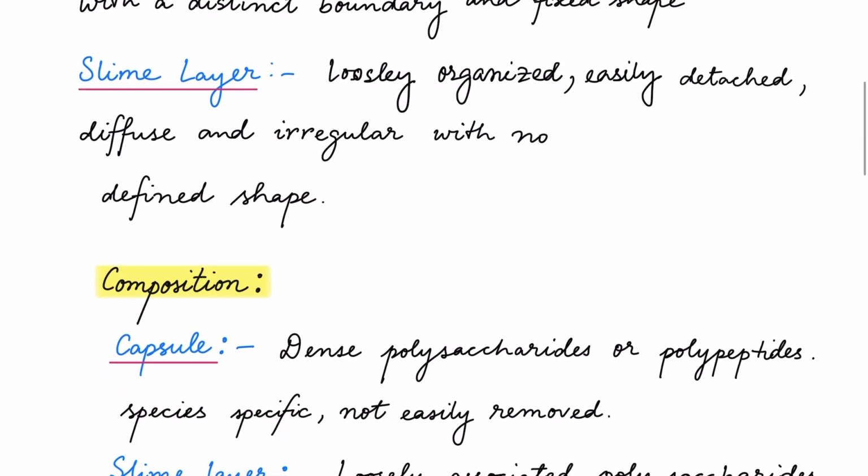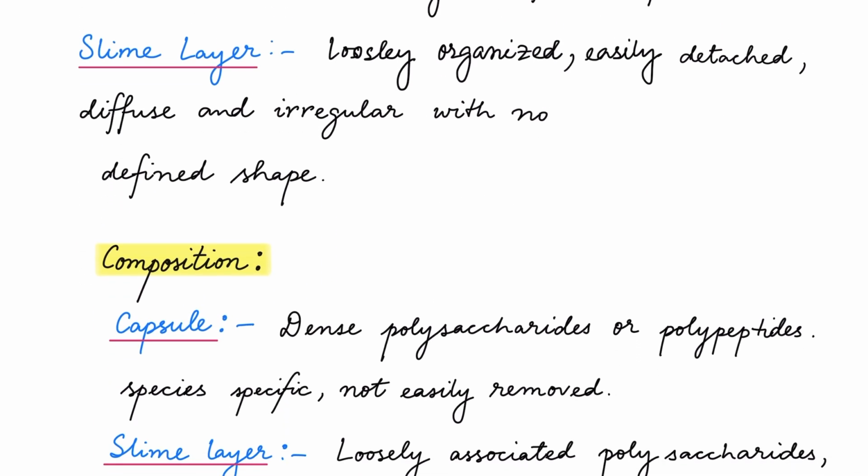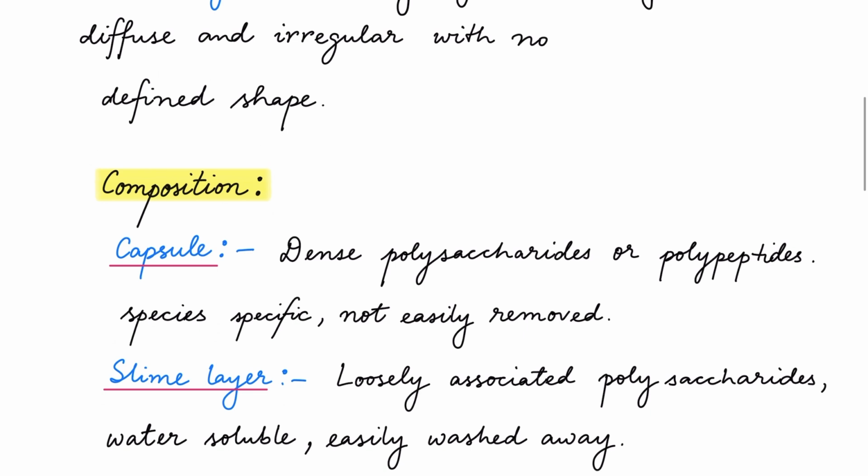Now we will understand what capsules and slime layers are made of and how they differ in composition. So capsules are usually made of dense polysaccharides, meaning long chains of sugar molecules, and sometimes polypeptides, or chains of amino acids that form protein-like structures. These materials are species specific, meaning their chemical structures differ from one bacterial species to another, and they are not easily removed due to their strong attachment.